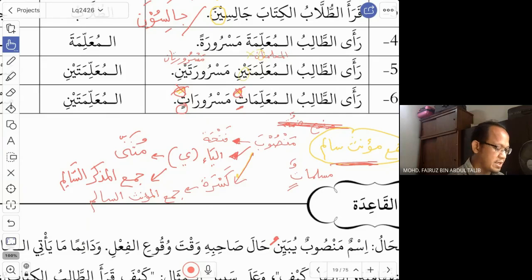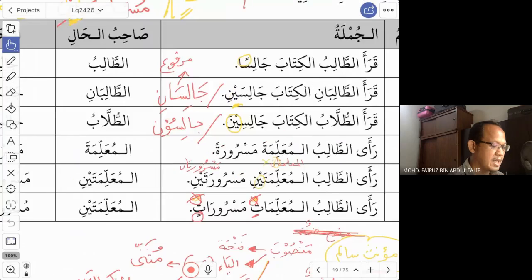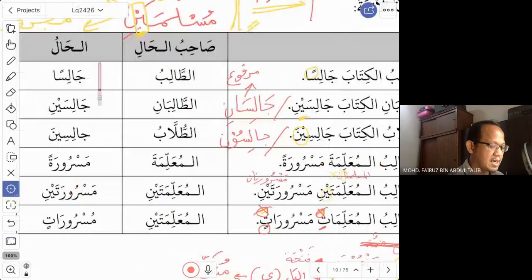Oh, I forget another thing. The relationship between the hal and the sahibul hal. So there's hal and the sahib of al-hal. They must be similar. They must match. If this is mufrad, this must be mufrad. If this is musanna, this must be musanna. If this is jama, it must be jama. If it is muannas, they must be muannas. So muzakkar and muannas, they must match. Okay, so this is about the al-hal.